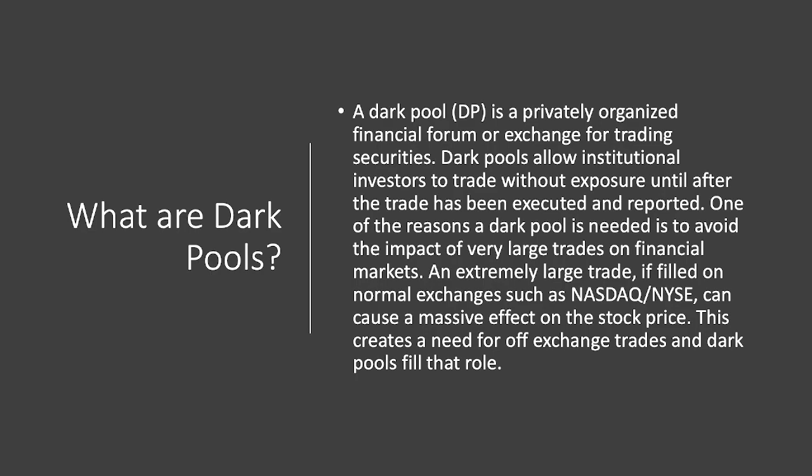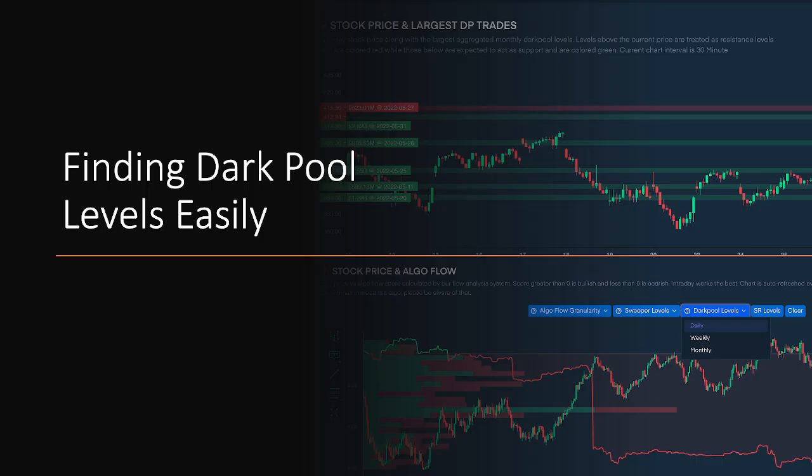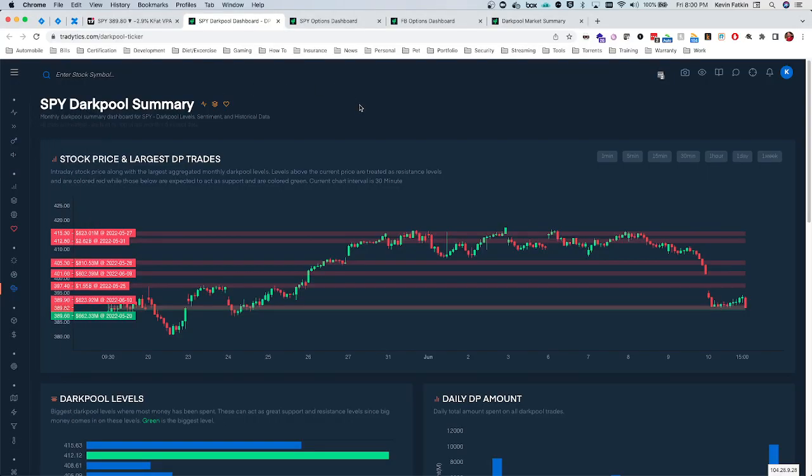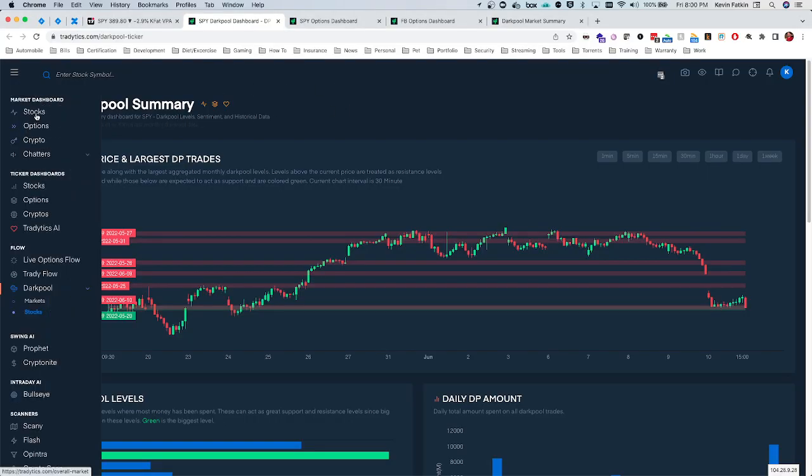And thankfully, we can view this data using tools like Tradytics, and it makes it really easy to do so. We just need to know how to use the data. So one of the first data points that you can use is to find levels from dark pools. And to show you how to do that, there's actually two places we can find these levels on Tradytics.